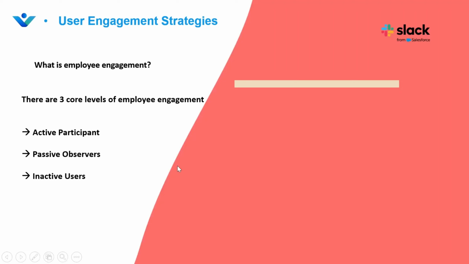Passive observer. Passive observers are employees who remain within Slack without actively participating in discussion or activity. They may read messages, view shared files, and stay informed about team activities, but they contribute rarely or infrequently to conversation. An inactive user. Inactive users are employees who have limited or no activity within Slack. They may have joined the platform but rarely log in, post messages, or engage with content.